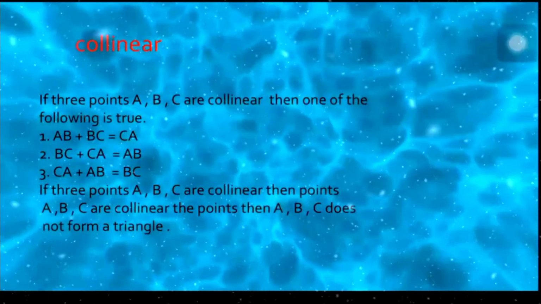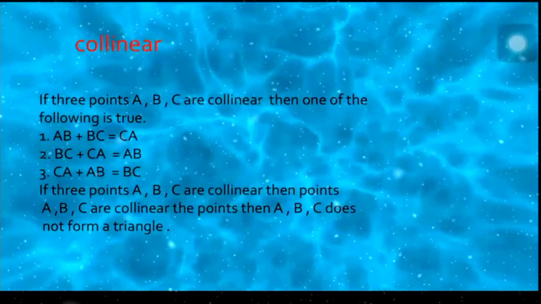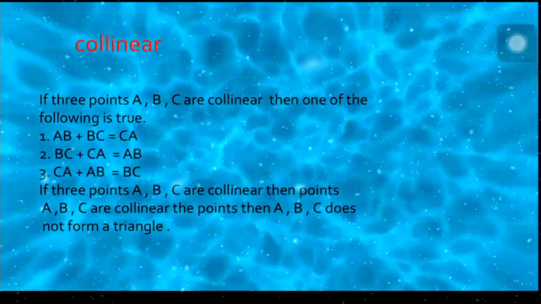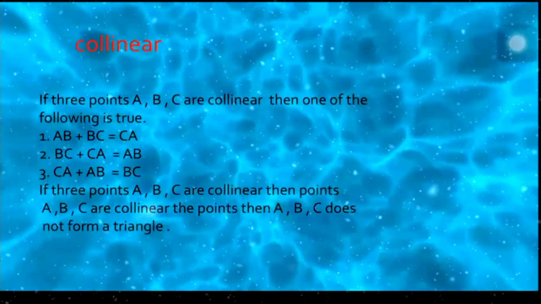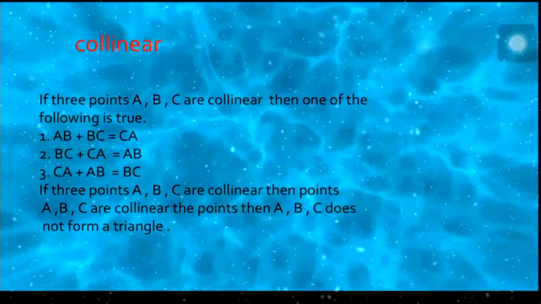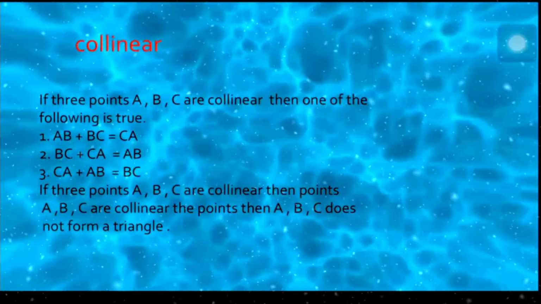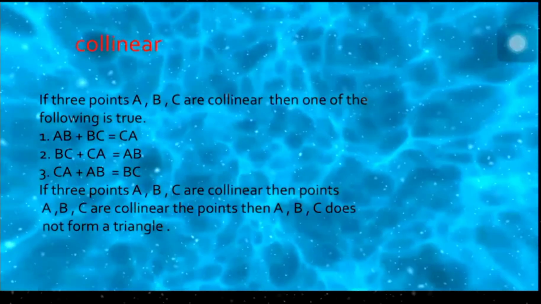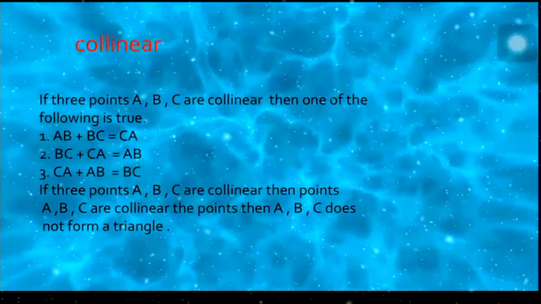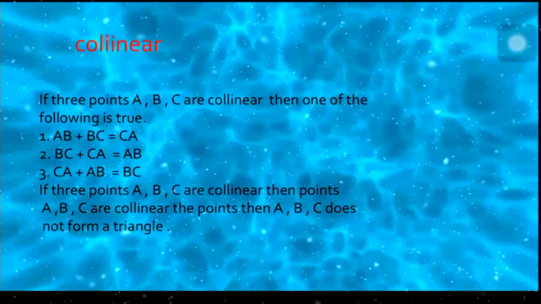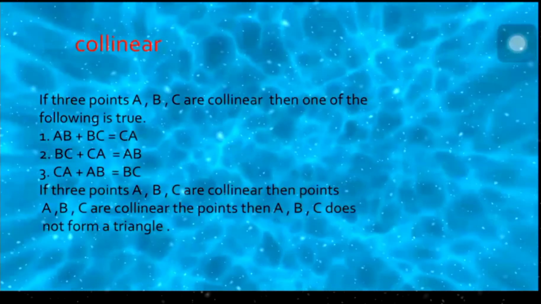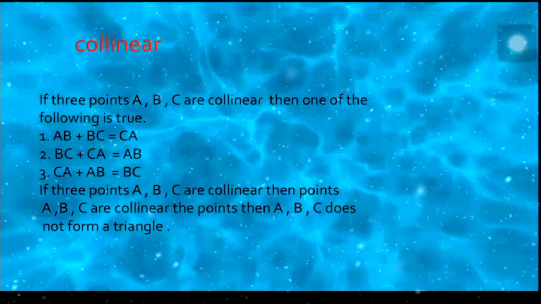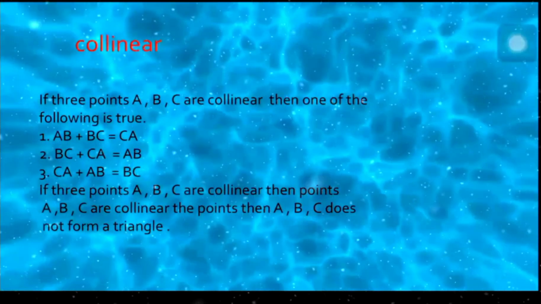Before going to do problems, first we want to know about some concepts. Collinear. If 3 points A, B, C are collinear, then one of the following is true: AB plus BC is equal to CA; second, BC plus CA is equal to AB; third, CA plus AB is equal to BC. Means if 3 points A, B, C are collinear, then the points are on the same line.